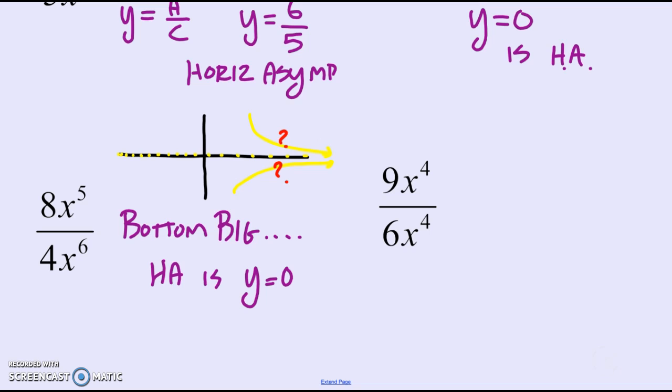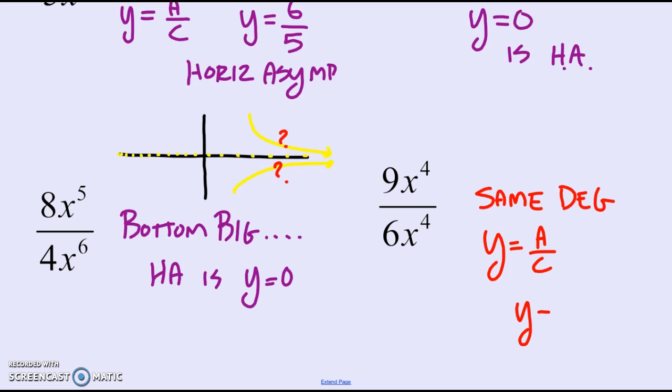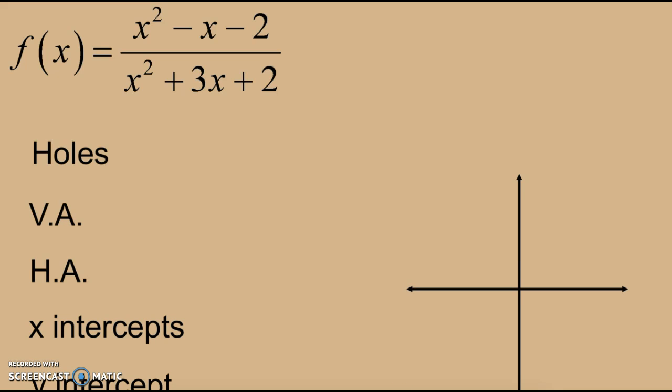Okay, this next one on the bottom here is going to be the same degree, so A over C. Y equals A over C, in this case, is 9/6 or 3 over 2. All right, next slide. We got 2 minutes and 30 seconds. Let's see how far we get before you have to cut it short, 15 minutes.